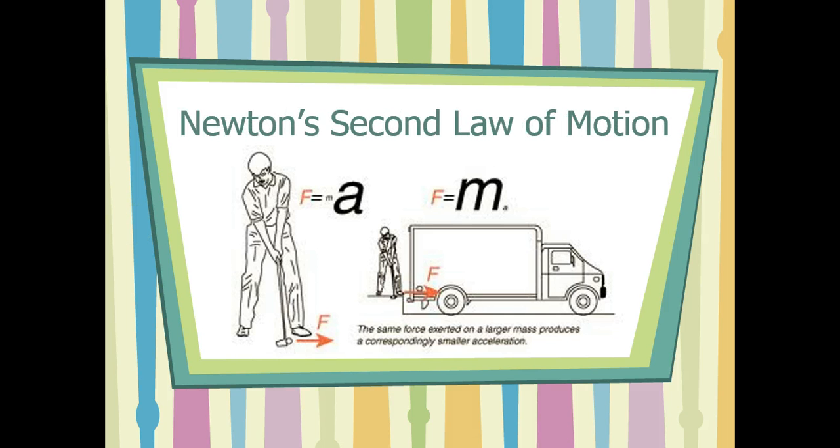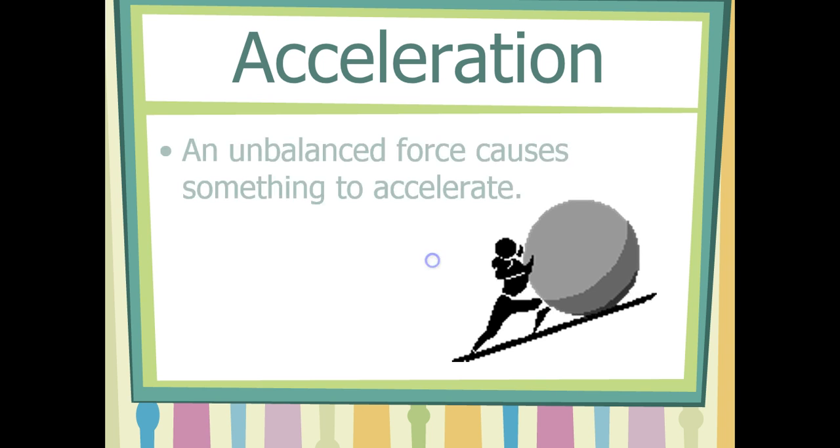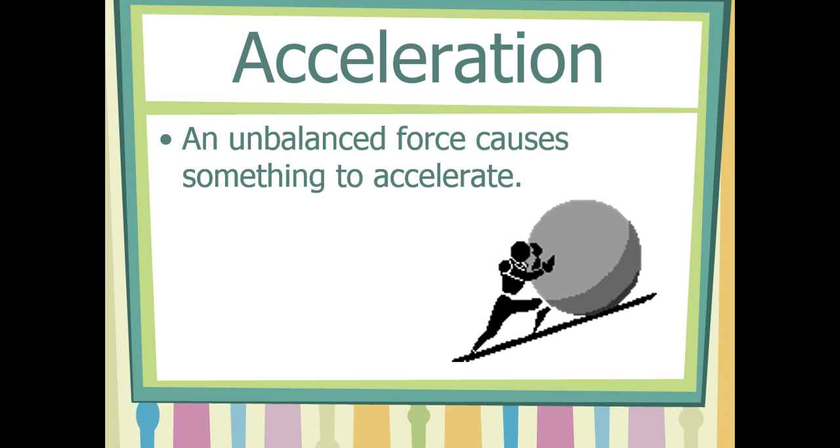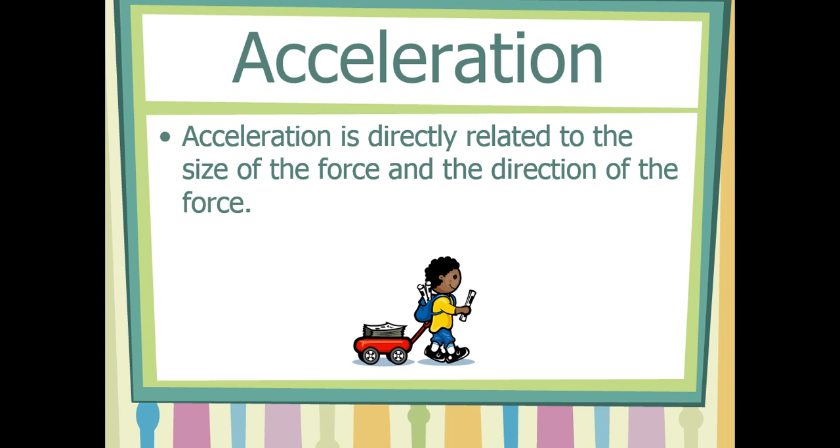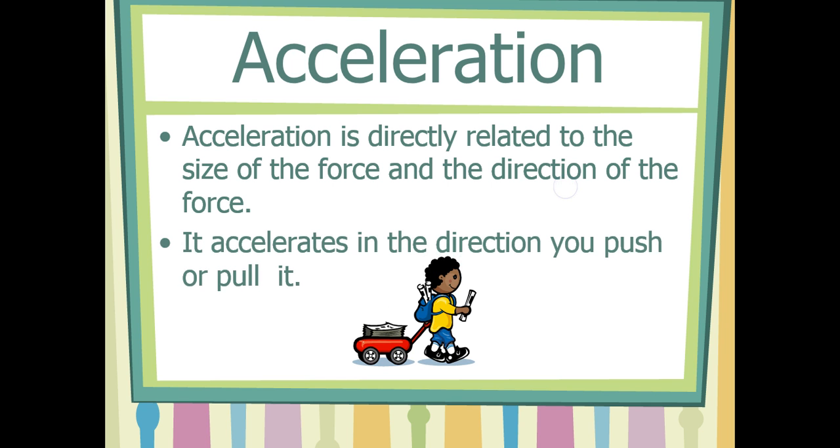Okay, so our next video is going to be on Newton's second law of motion. And Newton's second law of motion has to do with force, acceleration, and mass. So an unbalanced force causes something to accelerate, right? Acceleration is directly related to the size of the force and the direction of the force. An object accelerates in the direction that you push or pull it.